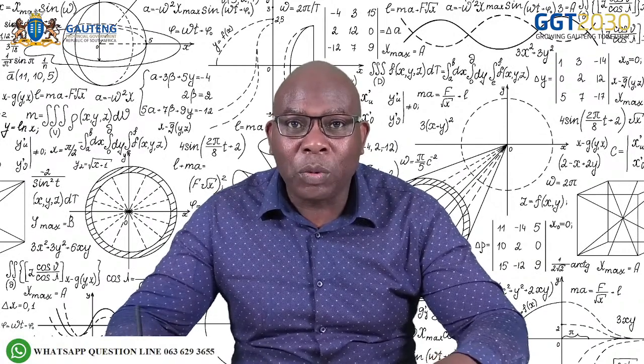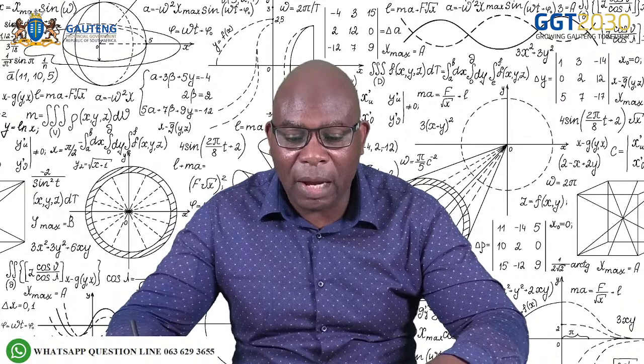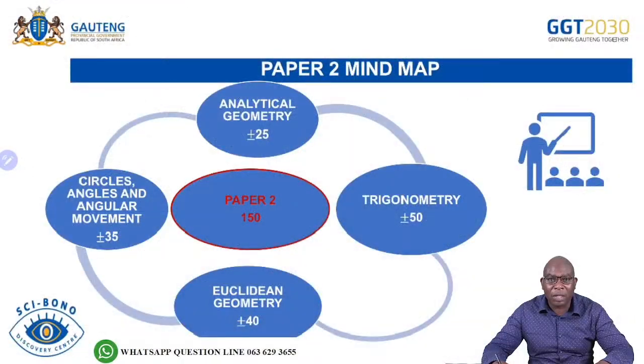Remember, paper 2 has the following topics, and I've also indicated the mark allocation or the weightings of those topics. The first one is analytical geometry at plus minus 25 marks, and we're going to look at how to get easy marks out of 25. The next topic is trigonometry, which carries 50 marks. From the 50 marks, we can get at least 30 marks minimum.